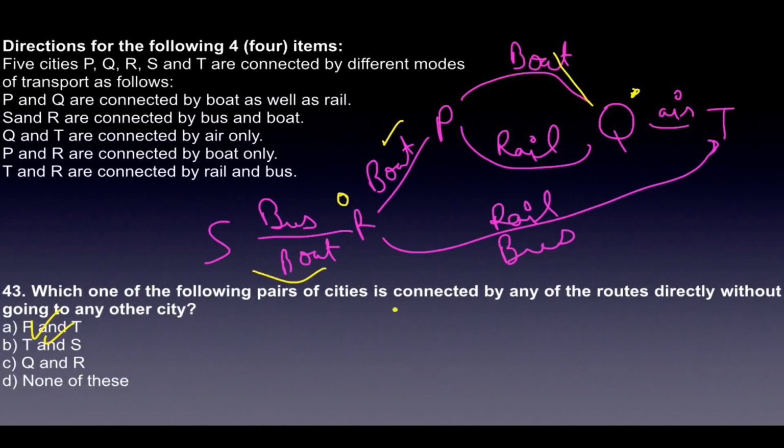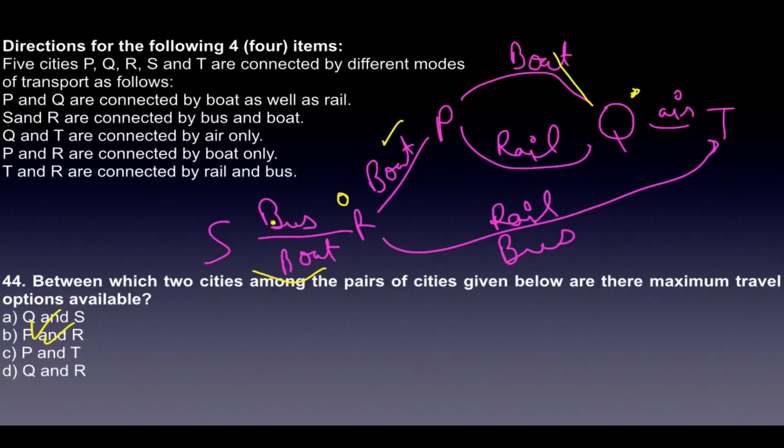Which one of the following pairs of cities is connected by any of the routes directly without going to any other city? First option is P and T. P and T cannot be connected directly, so it is not. T and S obviously not, they are the farthest cities. And finally Q and R, again they cannot be reached directly, so the answer is none of these. And between which two cities among the pairs of cities given below are there maximum travel options available?